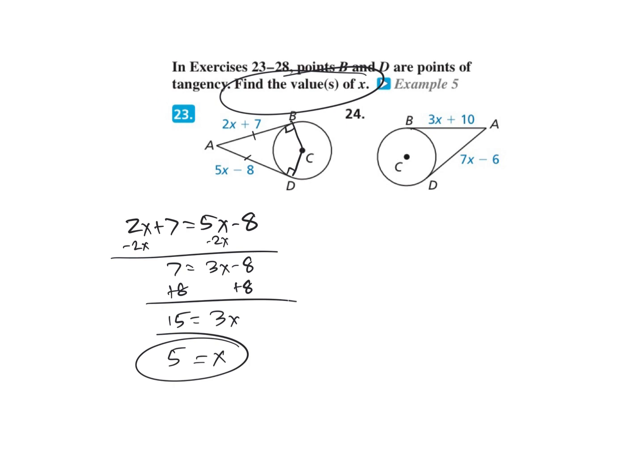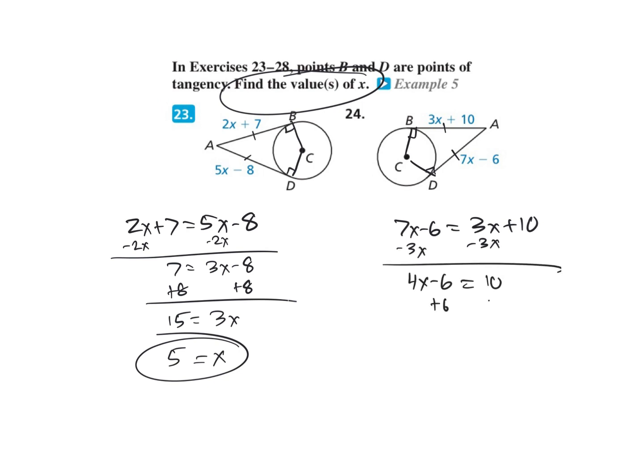All right, again, if these are perpendicular and it says they are, then these are equal to each other. So 7x minus 6 is equal to 3x plus 10. Subtract 3x. 4x minus 6 equals 10. Add 6. 4x equals 16. Divide by 4. x equals 4.